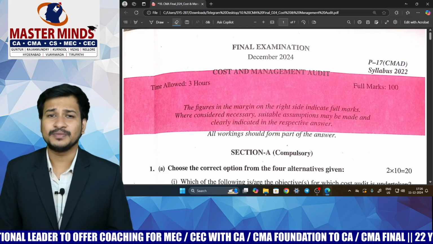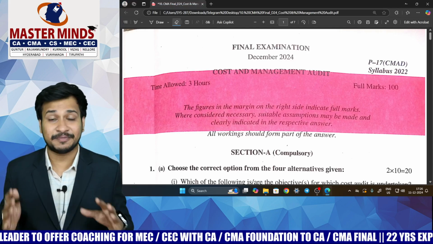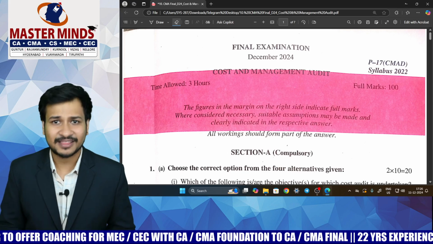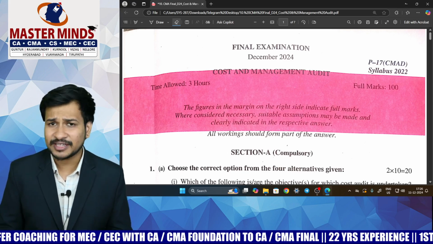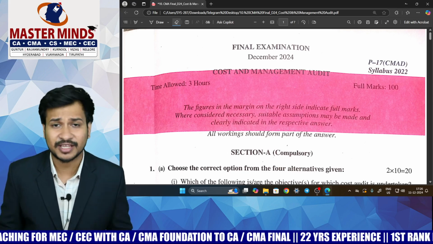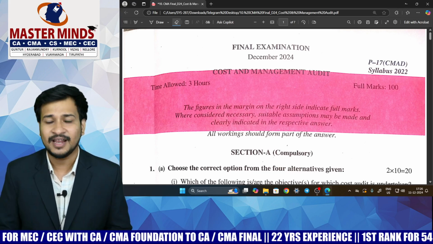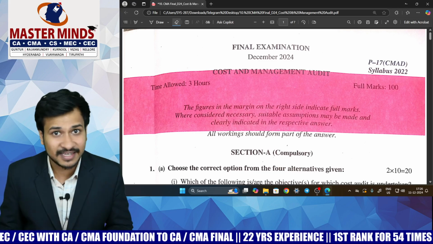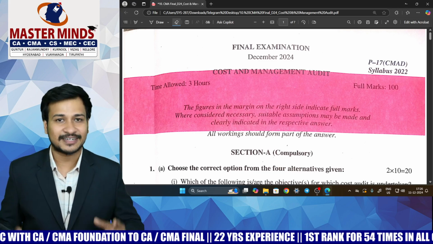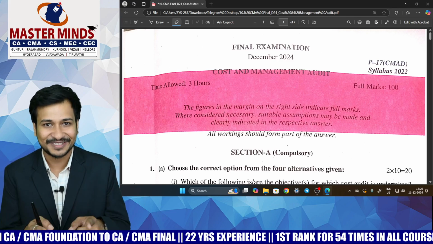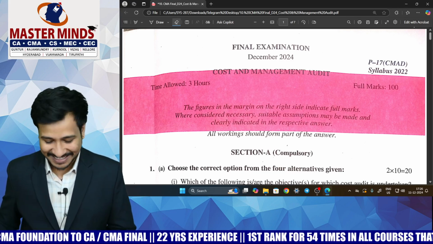Before starting, the overall review of the paper: pretty simple, nothing difficult. Very simple. Everything is from the institute material itself. Everything is covered from Masterminds material, and there's no exaggeration here; we might get tons and tons of exemptions for sure.